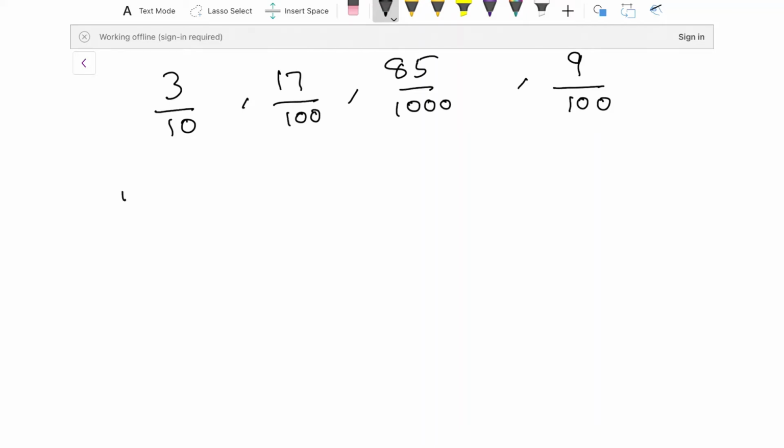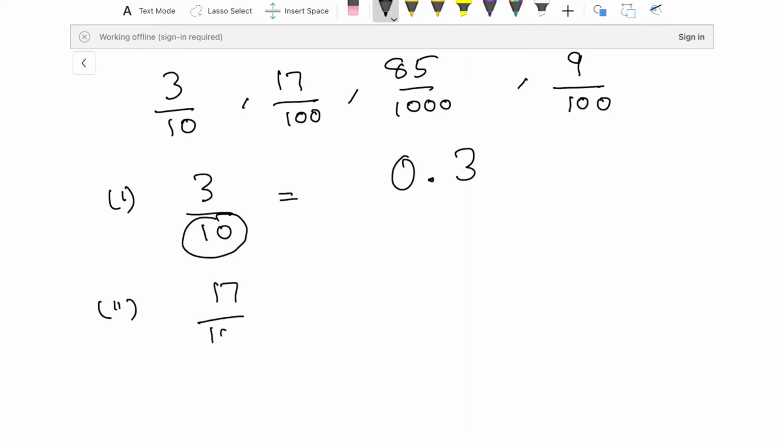Okay, first 3 by 10. Now as we can see, denominator 10 indicates that there is only one decimal place. We've seen that earlier. So 3 by 10 can be written as 0.3. All right. 17 by 100 can be written as, now denominator 100 indicates there are two decimal places. That's right. So 17 by 100 can be written as 0.17.